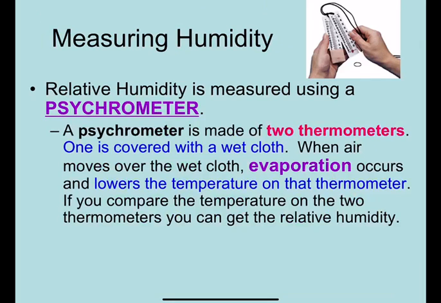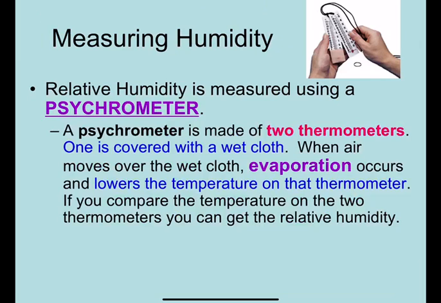Measuring humidity. Relative humidity is measured using a psychrometer. A psychrometer is made of two thermometers. One is covered with a wet cloth. The wet cloth in the picture to the top right of your screen is actually a tan color. When air moves over this wet cloth, evaporation occurs and lowers the temperature on that thermometer. If you compare the temperature on the two thermometers, you can get an idea of the relative humidity.